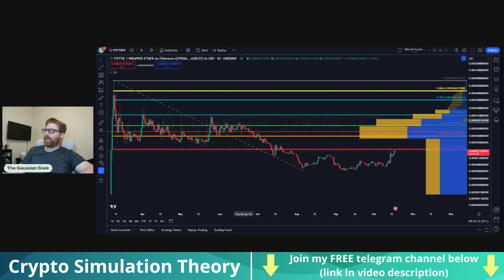So what I wanted to talk about with this coin, obviously you can see it's got a very nice bottoming structure. I wanted to look at some, gosh, I forgot what I was going to say.